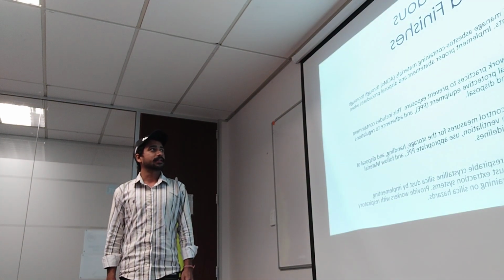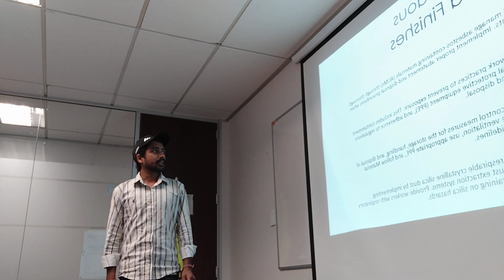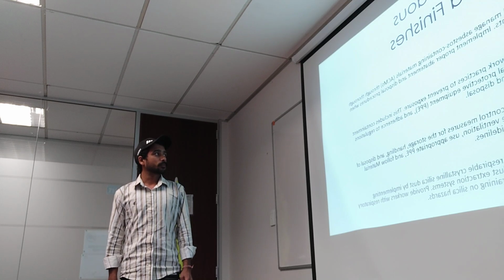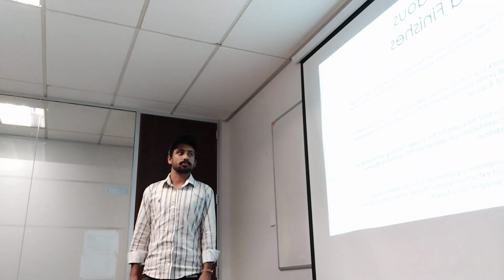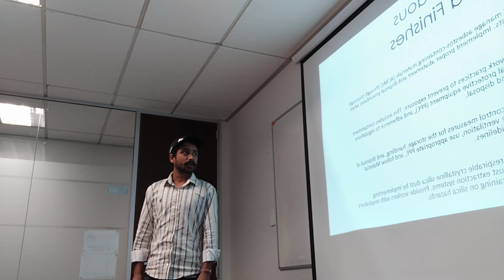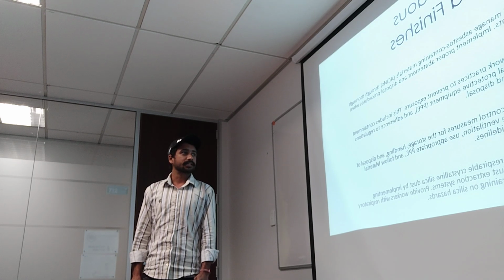Common hazardous materials and finishes. Asbestos: identify and manage asbestos containing materials through surveys and assessments. Implement proper abatement and disposal procedures when dealing with asbestos. And second is lead. Use lead safe work practices to prevent exposure. This includes containment measures, proper personal protective equipment, and adherence to regulations governing lead removal and disposal.